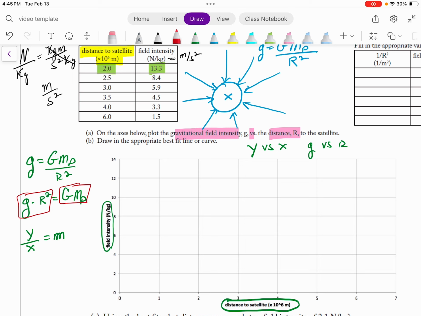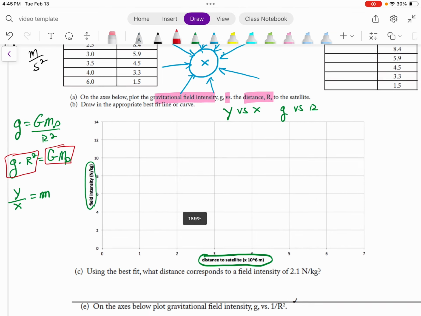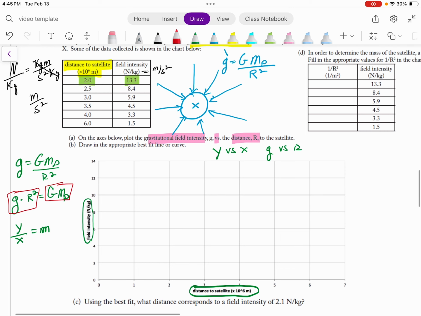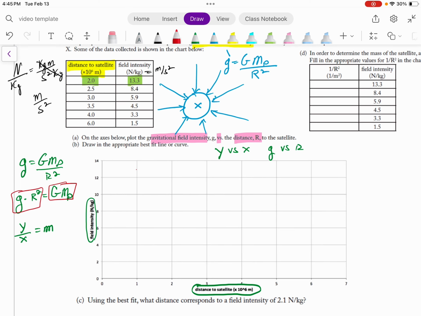And hopefully you see that g is not directly proportional to r. It's directly proportional to 1 over r squared. So we're going to plot these out, and we should not get a straight line. So distance to the satellite, so I have 13.3. I'm going to do this quickly, so bear with me. 13.3, we'll say is right about there.